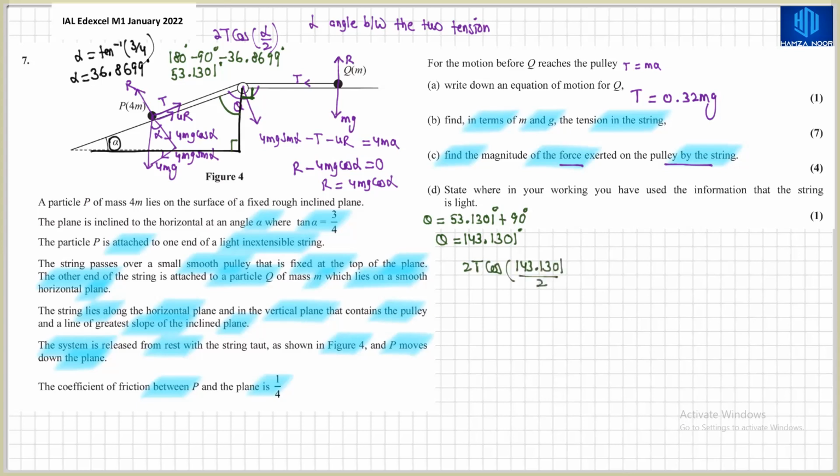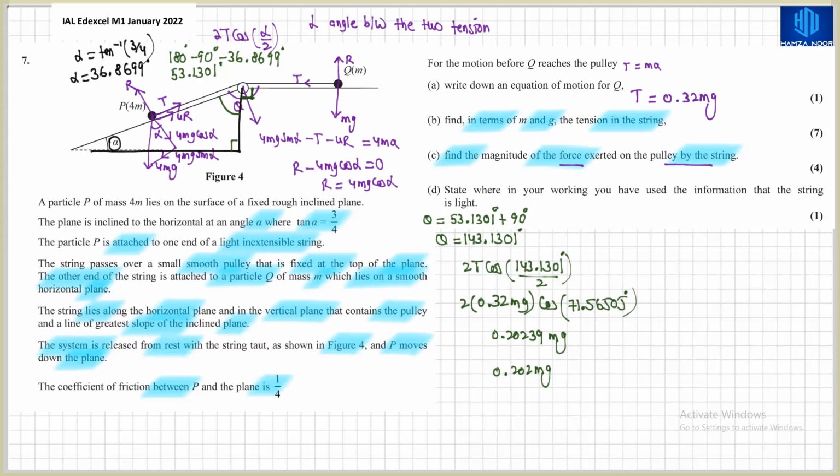143.1301 over 2. And since we know that T is equal to 0.32mg, so 2 multiplied by 0.32mg multiplied by cos 71.56505. This is 0.20239. So 0.20239mg, and correct to three significant figures, 0.202mg will be your answer. So this is basically the magnitude of the force which is exerted on the pulley by the string.